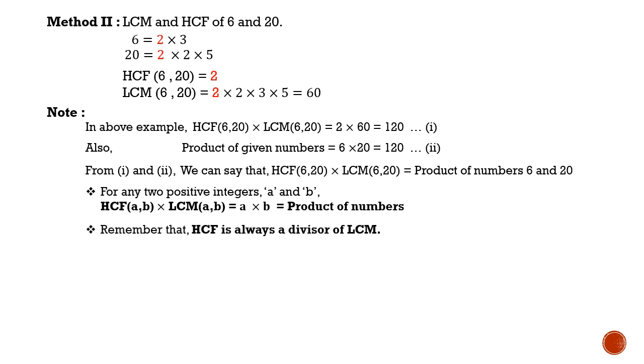And one more thing you can see here is, in the above example, the value of HCF is 2 and the value of LCM is 60. Whenever you find the HCF and LCM of the given numbers, you will always find that LCM is a multiple of HCF, or in other words, HCF is always a divisor of LCM, or a factor of LCM. Clearly we can see that 2 divides 60, 2 into 30 is equal to 60. So whenever we put HCF and LCM, remember that HCF is always a divisor of LCM of the given numbers.